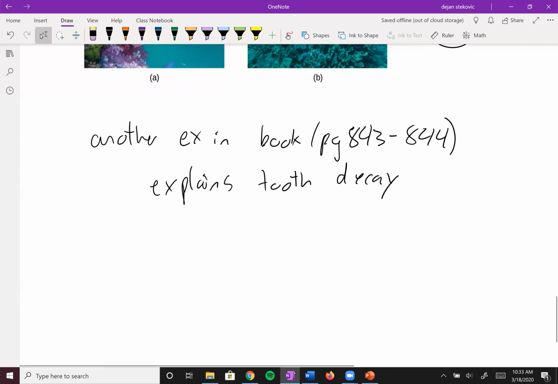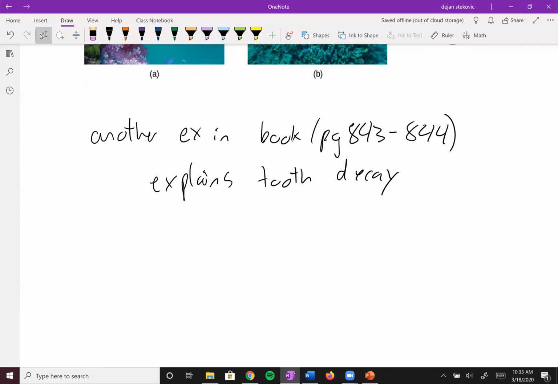So again, review your chapter 13, coupled equilibria. Be able to do these types of problems, be able to flip equilibria, be able to multiply equilibria, be able to add equilibria. Good luck.